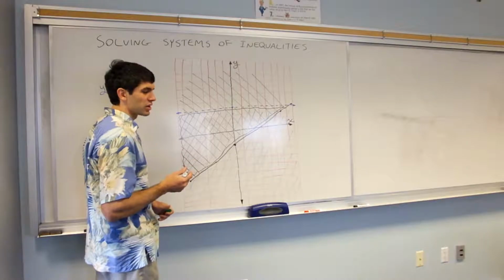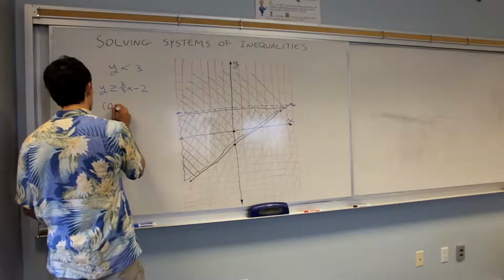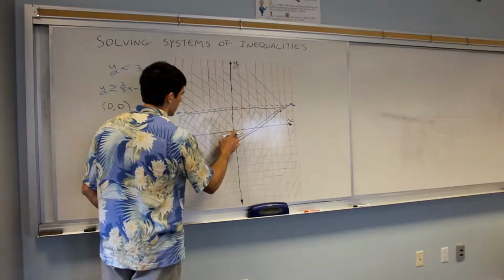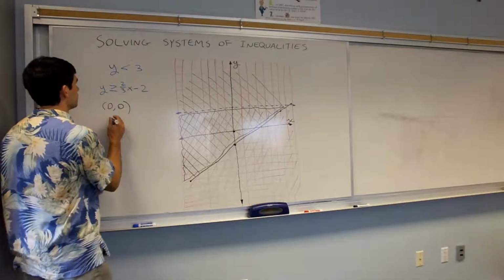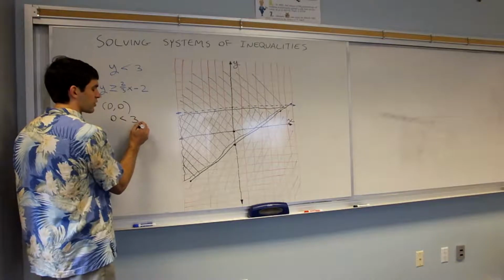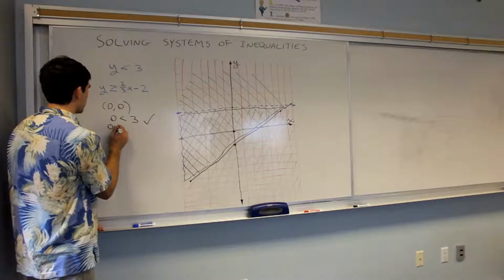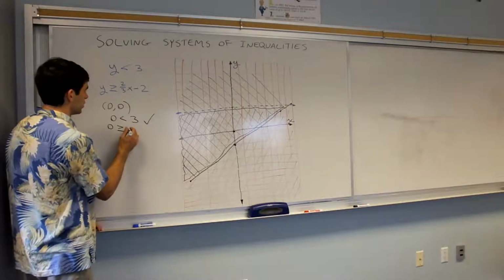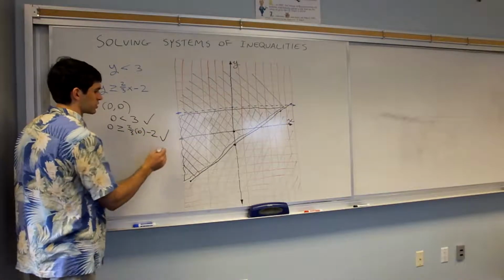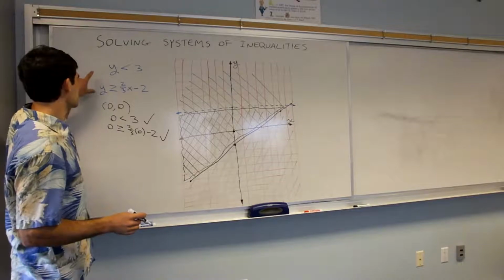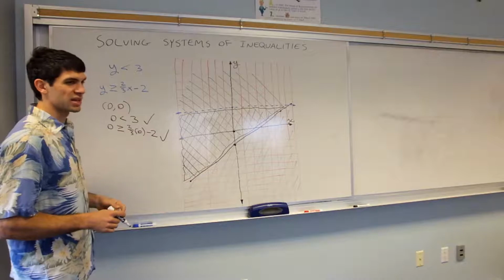So we can pick a really easy point. Let's pick the point 0, 0. So the point 0, 0 is shaded by both inequalities. If we plug 0, 0 into equation number 1, we get 0 is less than 3, which is true. If we plug it into the second one, we get 0 is greater than or equal to 2/3 times 0 minus 2, which is also true. And as we know, if a point satisfies both inequalities, then it's a solution, so that makes sense.